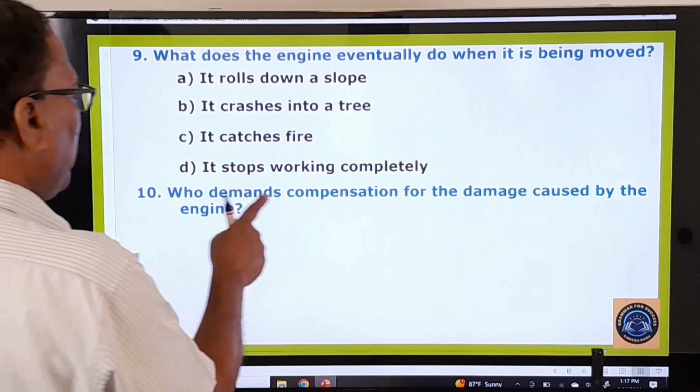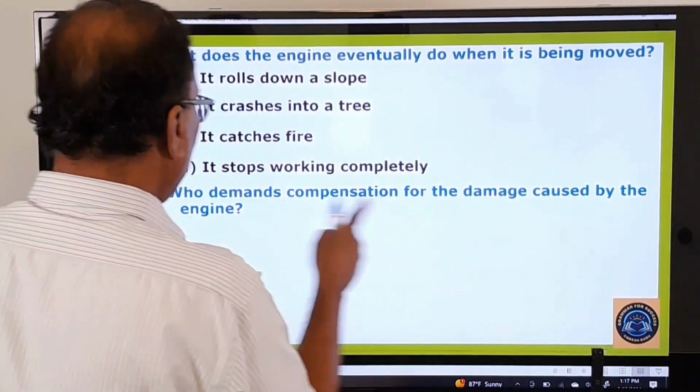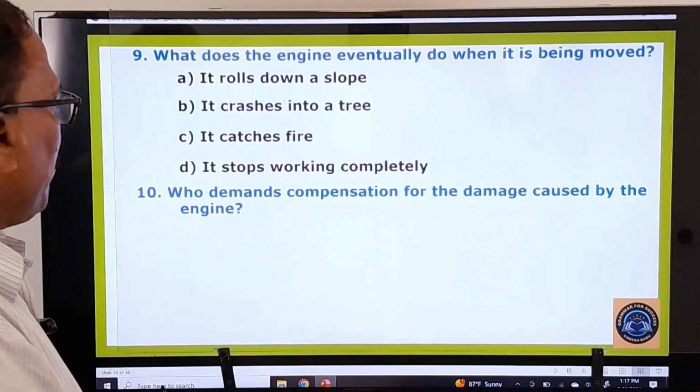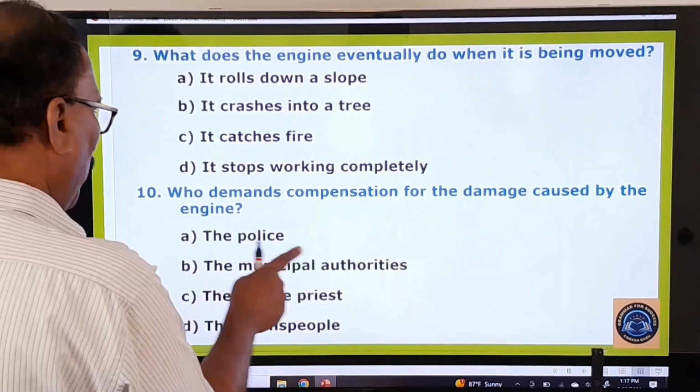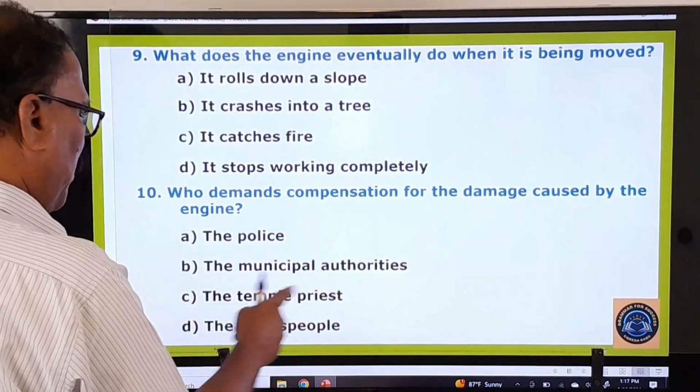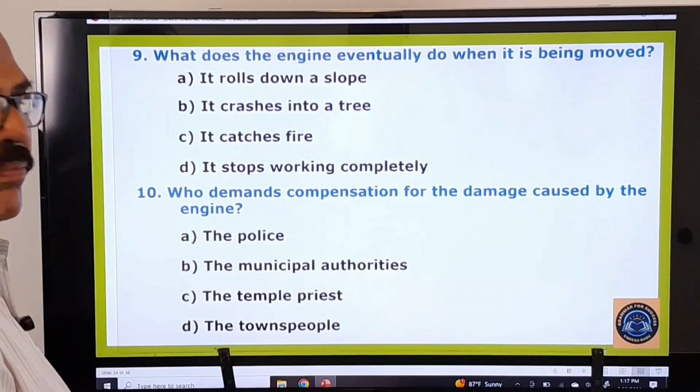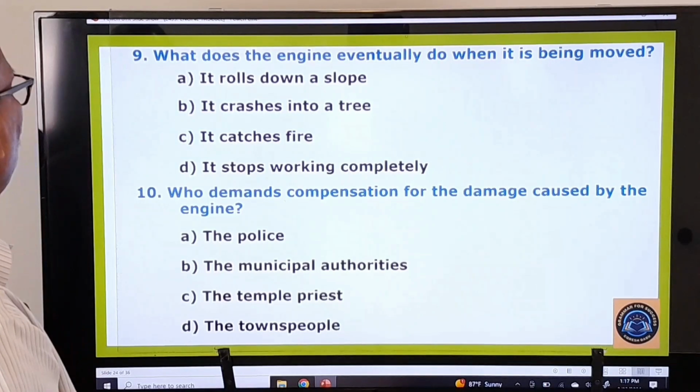Who demands compensation for the damage caused by the engine? The police, the municipal authorities, the temple priest, the townspeople. You know that very well. You move on to other questions.